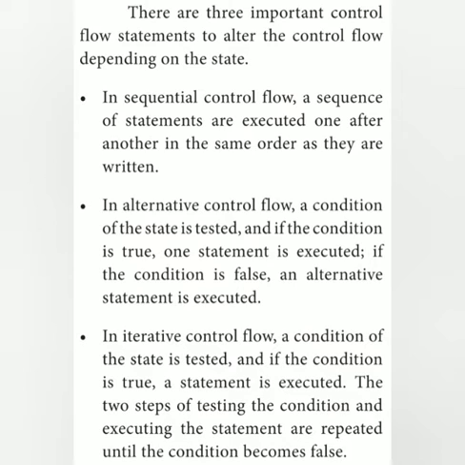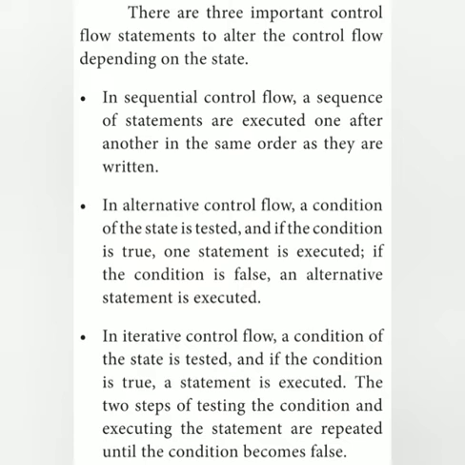The next one is alternative control flow. A condition of the state is tested, and if the condition is true, one statement is executed. Otherwise, if the condition is false, an alternative statement is executed. That is called alternative control flow. The third one is iterative control flow. A condition of the state is tested, and if the condition is true, a statement is executed. The two steps of testing the condition and executing the statement are repeated until the condition becomes false.